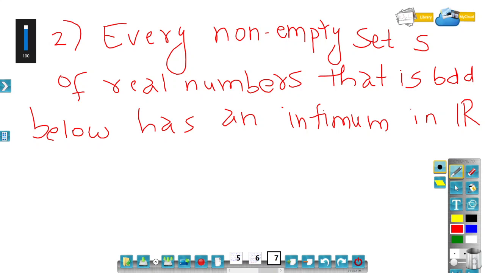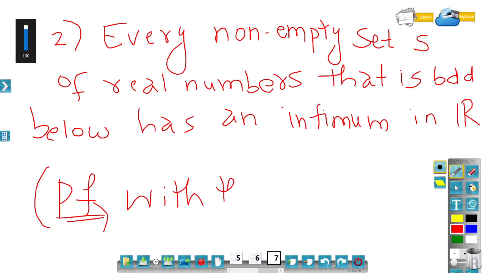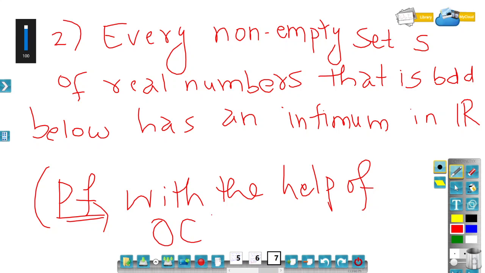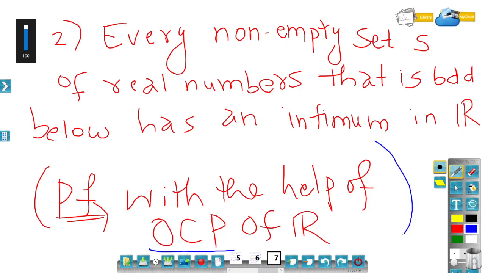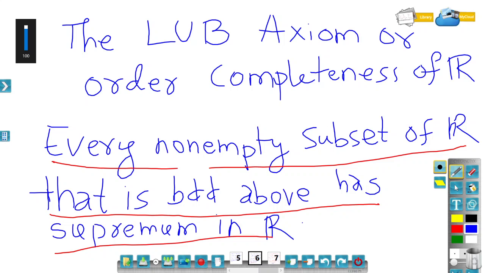So this theorem can be proved with the help of the order completeness property of R. OCP means order completeness property of R. What is the order completeness property of R? It says every non-empty subset of R that is bounded above has a supremum in R. So if we know this order completeness property, then only can we prove this result.